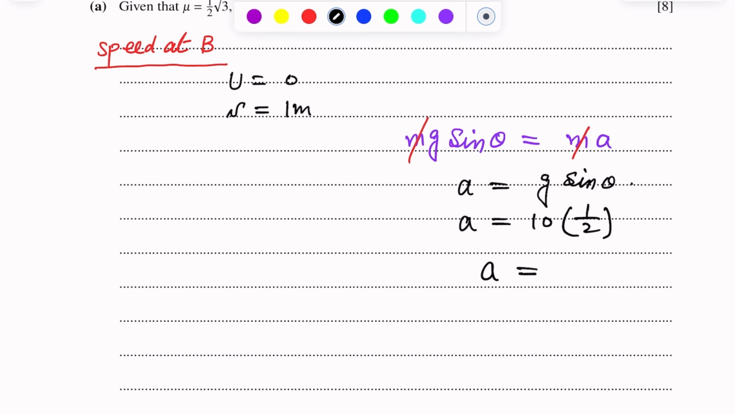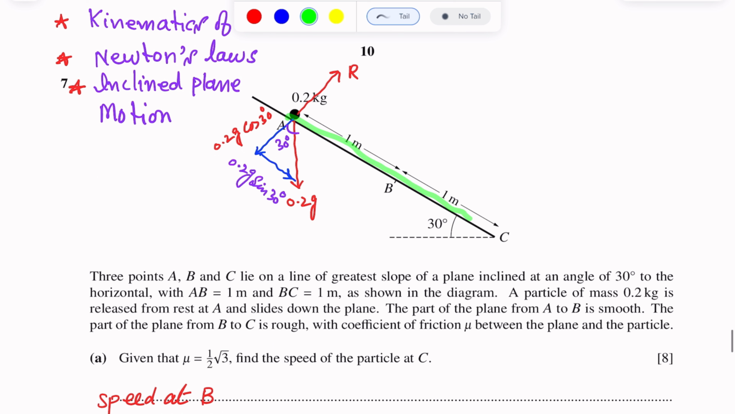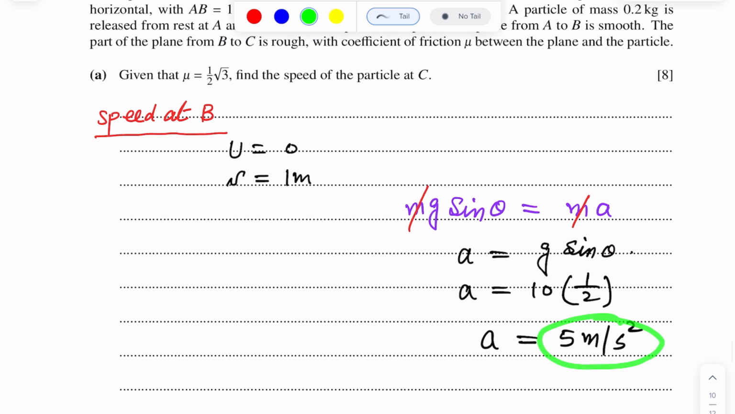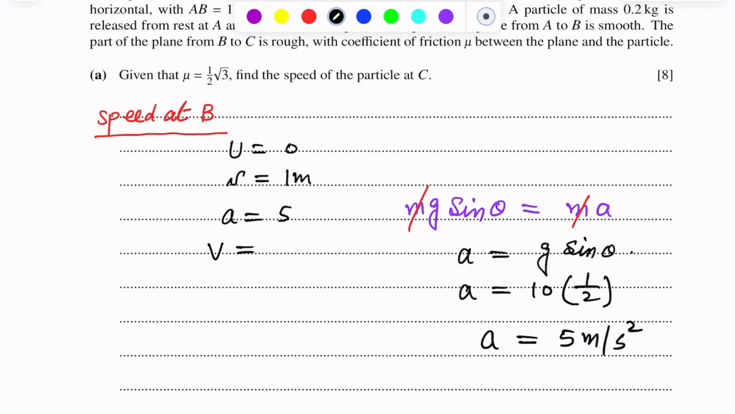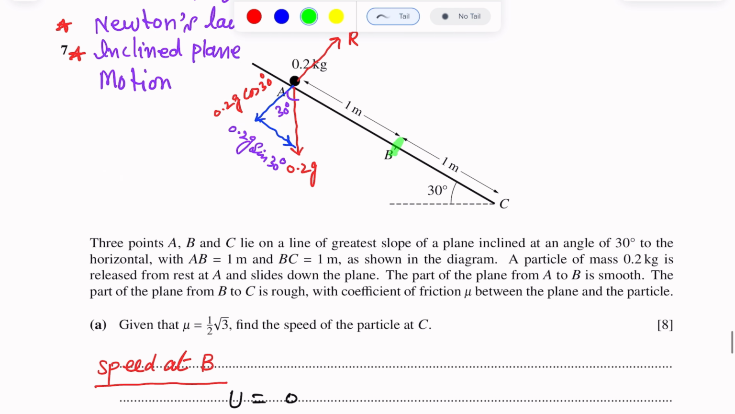So we get acceleration is 5 meter per second square. This shows that this particle of 0.2 kg moves along the plane from A to B with acceleration 5 meter per second square. We have to find the final speed at point B.